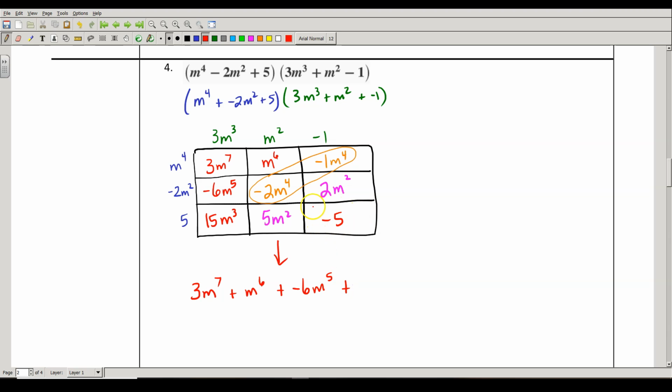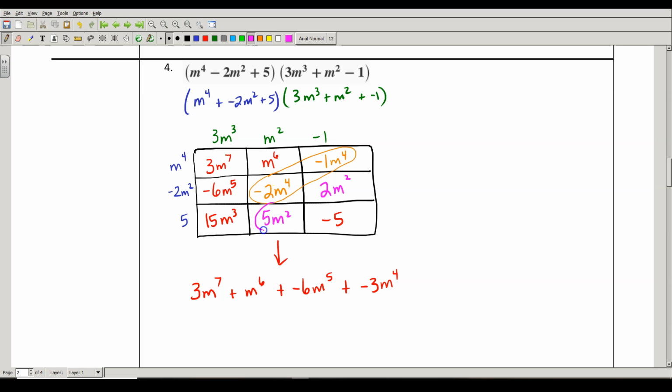And then plus the m to the 4ths. Now here we do have 2 terms that we can add together to make one m to the 4th term. So we have negative 2 and we have a negative 1. So negative 2 plus negative 1 is negative 3. Negative 3m to the 4th. So I combine that. And then next I look at the m squareds right here.